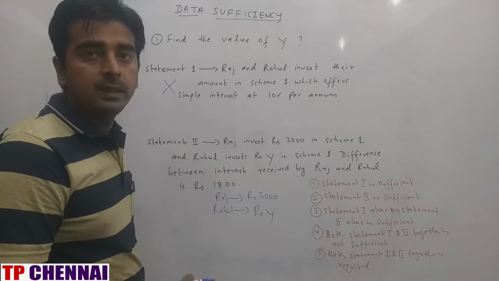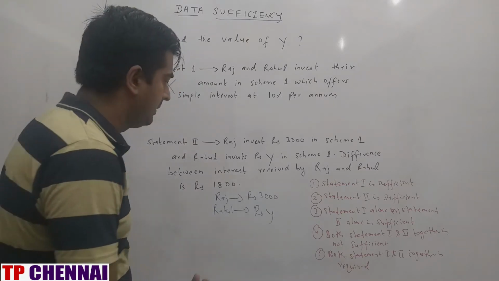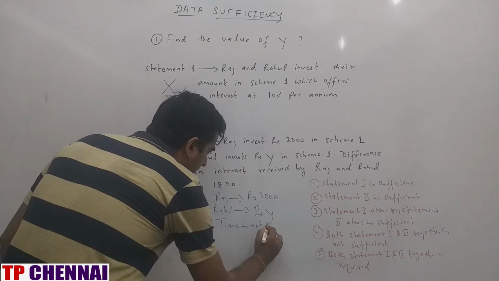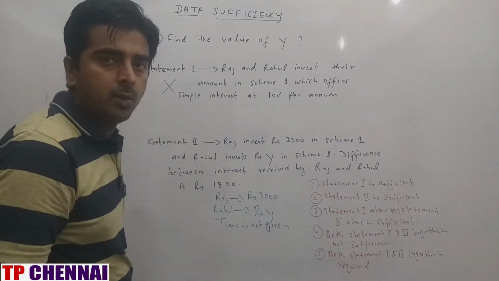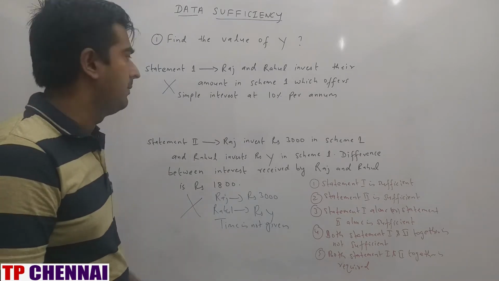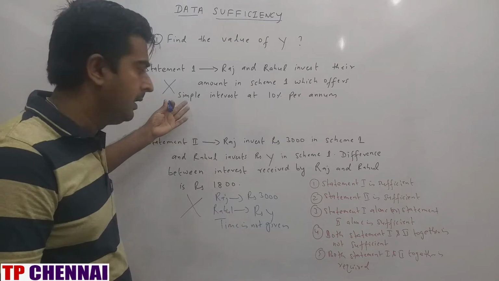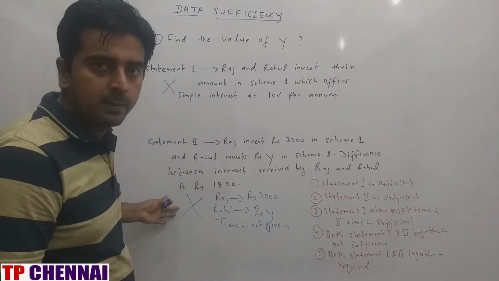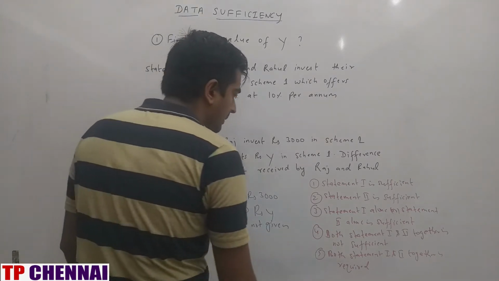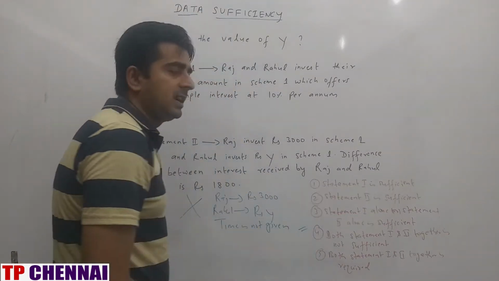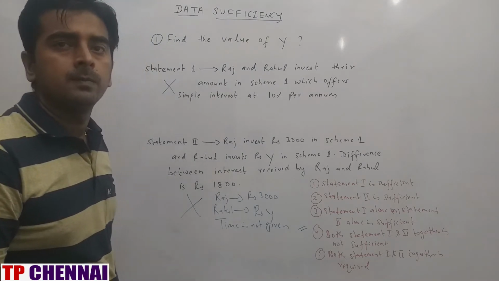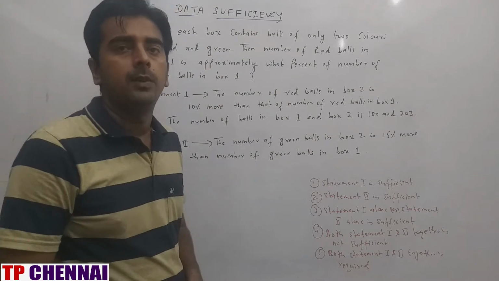But the problem is, in statement 2, time is not given. Time is not given. And when time is not given, even this statement alone, we can't get the answer. When you are not getting the answer from the first statement, and not getting the answer from the second statement, even if you combine them you are not going to get the answer. That means my answer is the fourth option. Both statement 1 and 2 together is not sufficient to answer the question. So I hope you are clear with the first question.